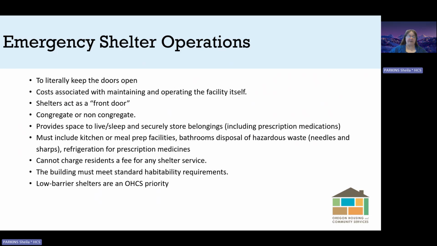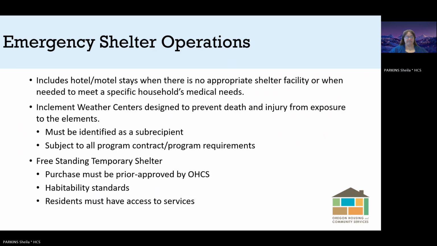More information on the habitability standards can be found in the manual, and there is a habitability standards checklist and certification form for documentation purposes that can also be found on our website. Ensuring that shelters are low barrier is a priority at OHCS, but is not identified as a requirement. Low barrier shelters allow sheltering without preconditions of sobriety, allow for pets, allow for families to shelter together, and comply with equal access regardless of gender.